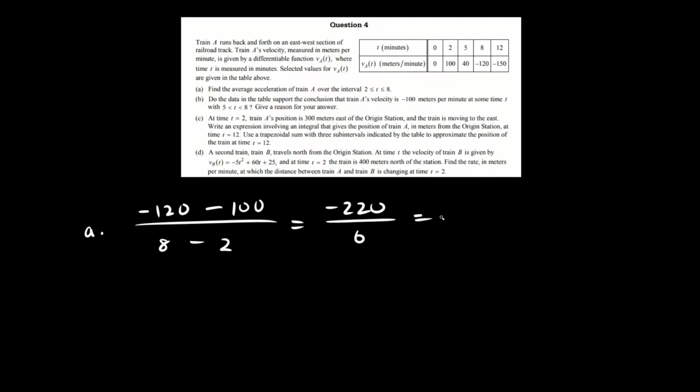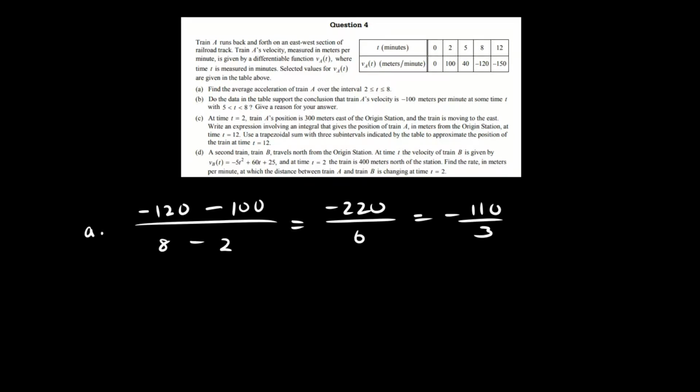So we know that the average acceleration of this train is just the average rate of change of the velocity with respect to time, which is just what we can find using the slope formula. So using the slope formula, the velocity at time t equals 8 is -120 minus the velocity at time t equals 2, which is 100, divided by 8 minus 2. And this equals -220 over 6, which is -110 over 3.